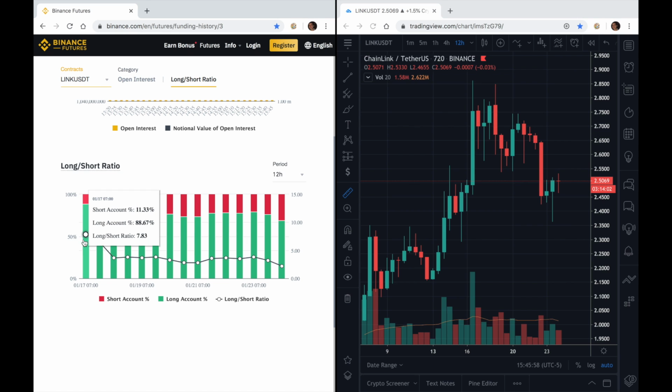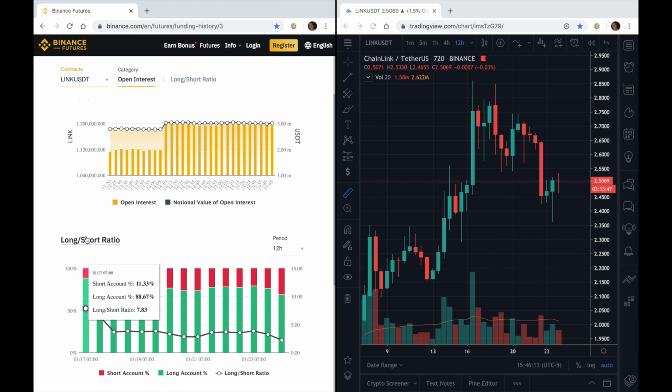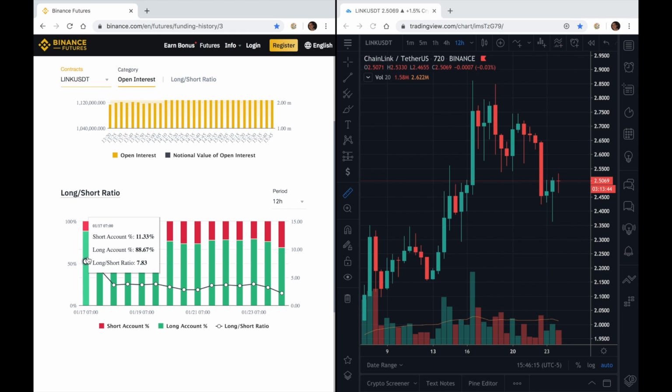The earliest that this goes back to is 7 a.m. on January 17th. 7 a.m. on January 17th is right here, right after the candle. And we're sitting at a, oh my God, 7.83 long-short ratio. What? That is a lot of longs.